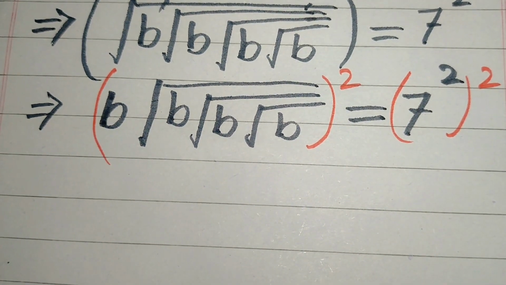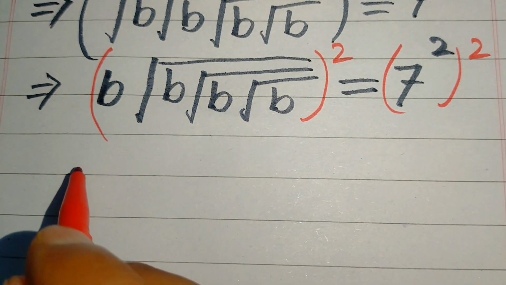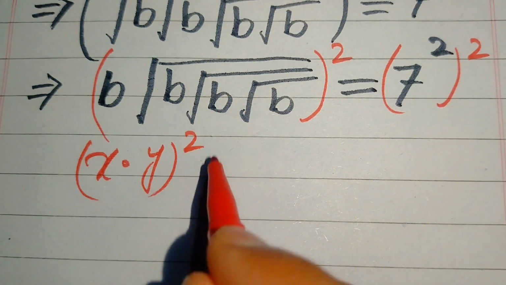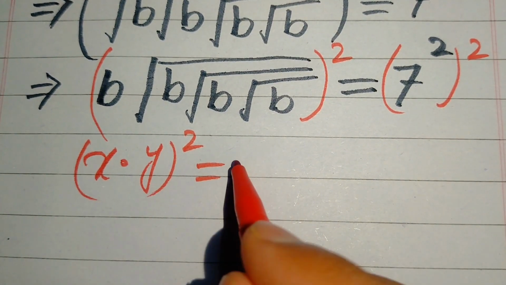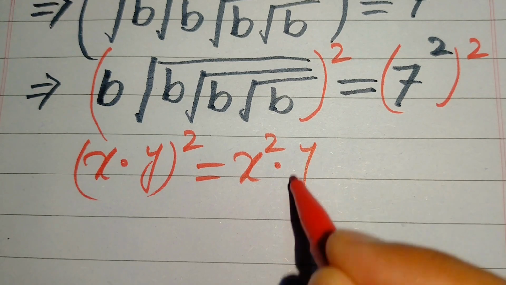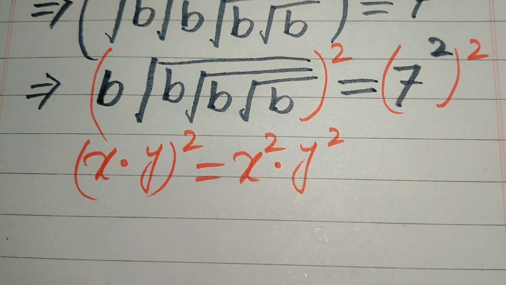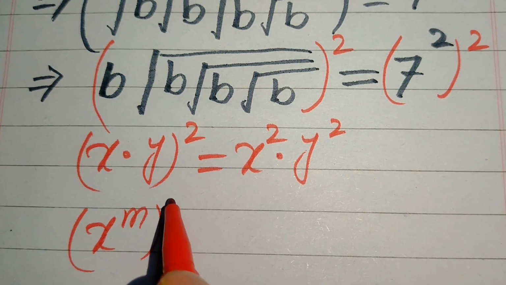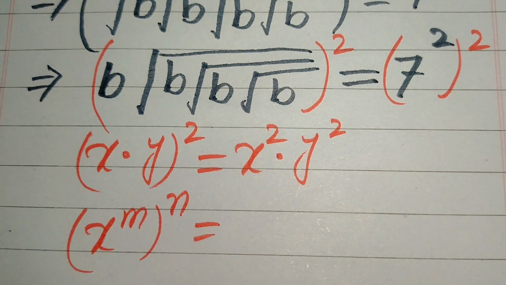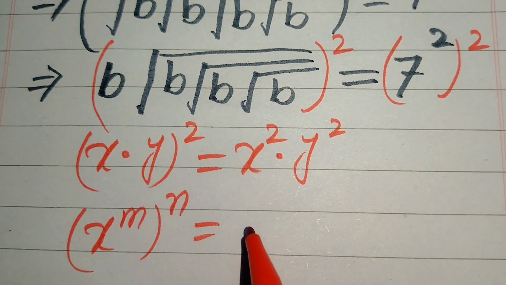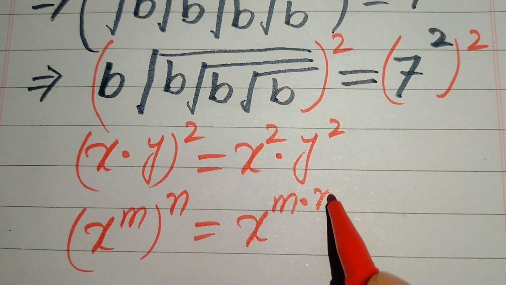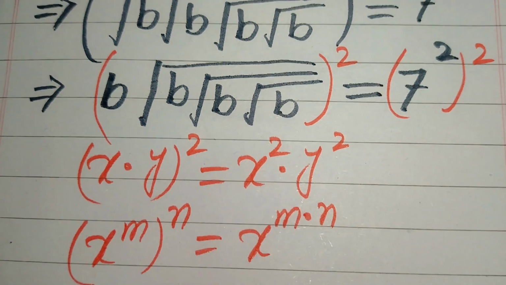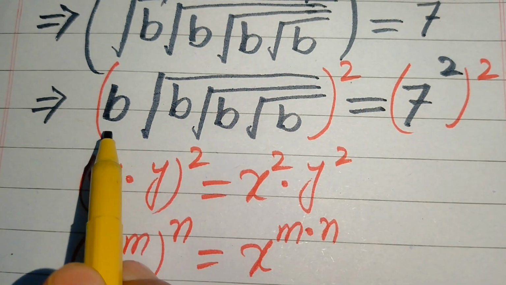Here we use two nice algebraic formulas. The first formula: if we have x multiplied by y and its whole square, we apply the square on both values, and it will be written as x squared multiplied by y squared. And on the right hand side, we use this nice formula: if we have x to the power of m to the power of n, in other words exponent to the exponent, then these two exponents are multiplied by each other, and we write it in this way.